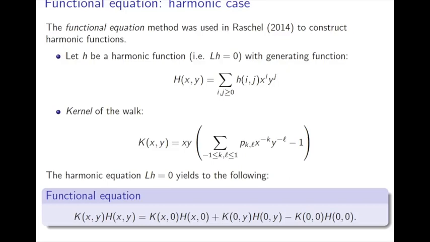So let h be a harmonic function, that is Lh equal to 0, with generating function capital H. An important quantity is the polynomial K, which is called the kernel of the walk. Now the harmonic equation Lh equal to 0 yields the following equation, known as a functional equation for H. There exist many problems that can be reduced to solving a functional equation. This equation has the advantage that in the right-hand side, the functions involved depend only on one variable.